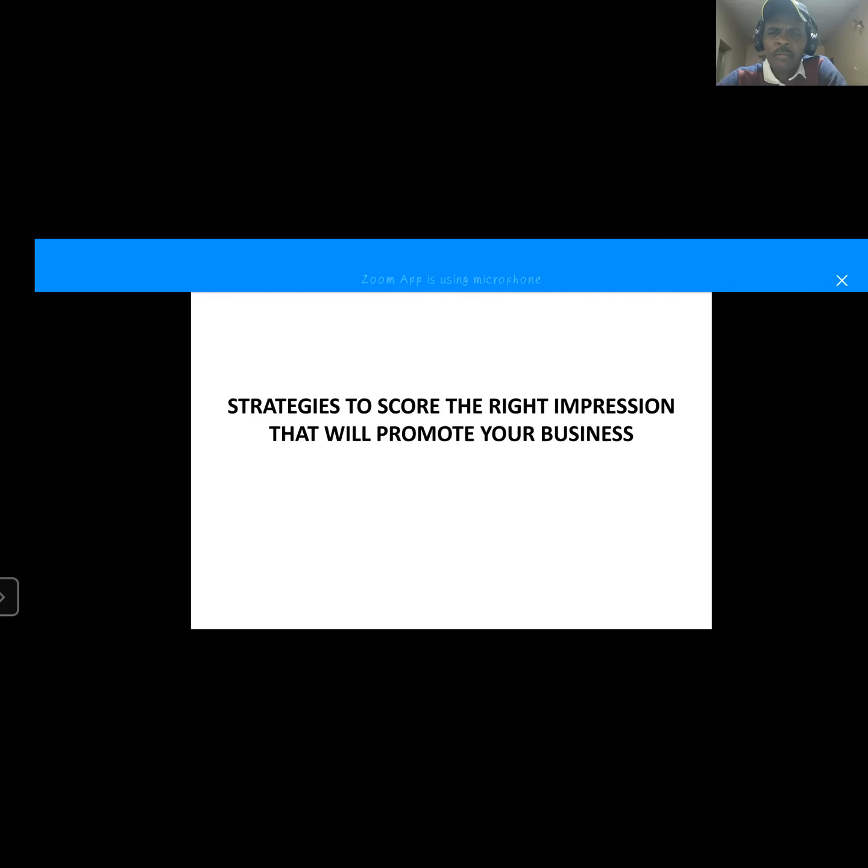So now we move to the next, which is strategies to score the right impression. When we have decided to go into advertisements, how do we create the perfect image? What are the strategies that we are going to adopt to make sure that people out there see what we want them to see, and that what we are advertising has the impact that we hope it is going to have? I have 10 different slides here that are going to help us take a look at this.